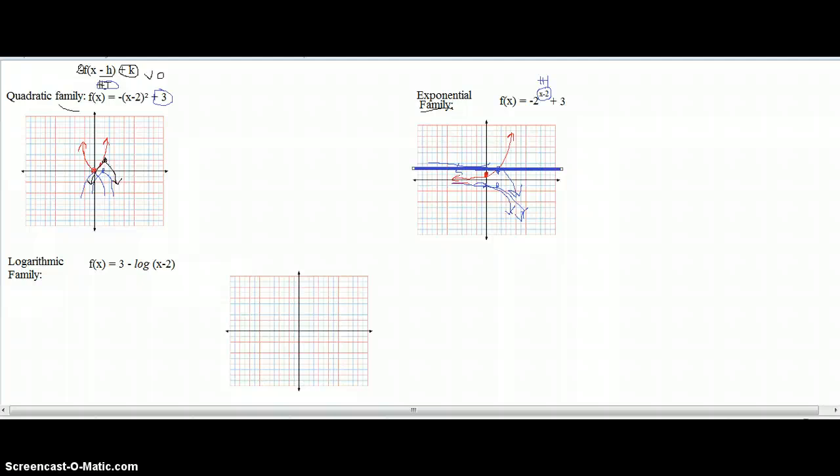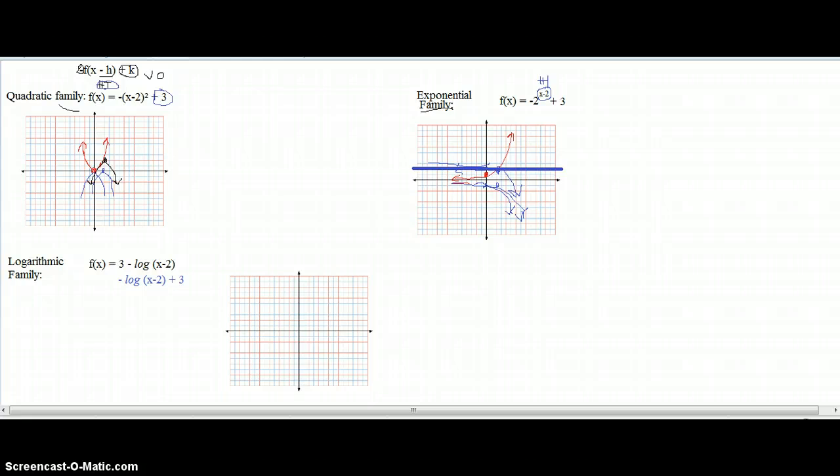So the last one, the logarithmic family. This one looks a little different because the 3's in front. So I could have written it this way, and it's the same thing, negative log of x minus 2 plus 3. The 3 would be on the outside of what we're taking the log of. These two things are equivalent.